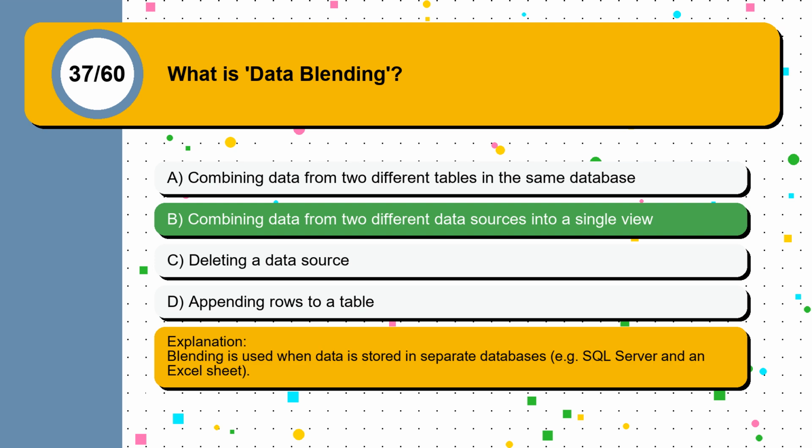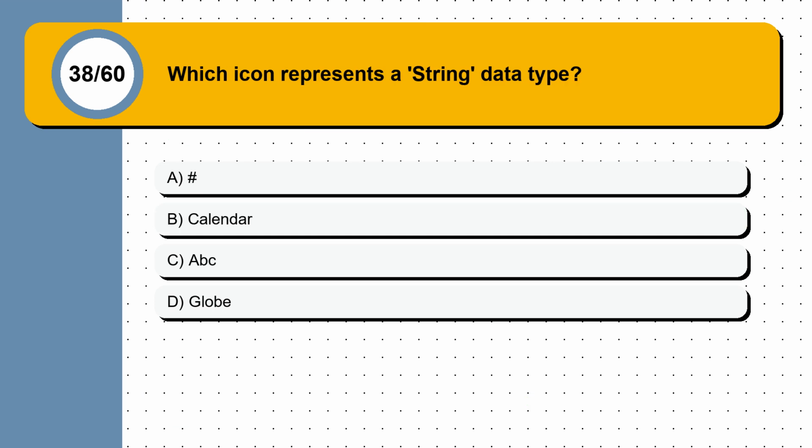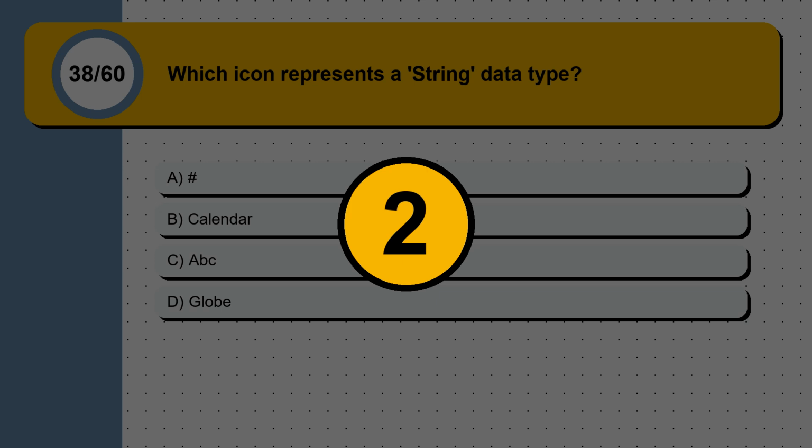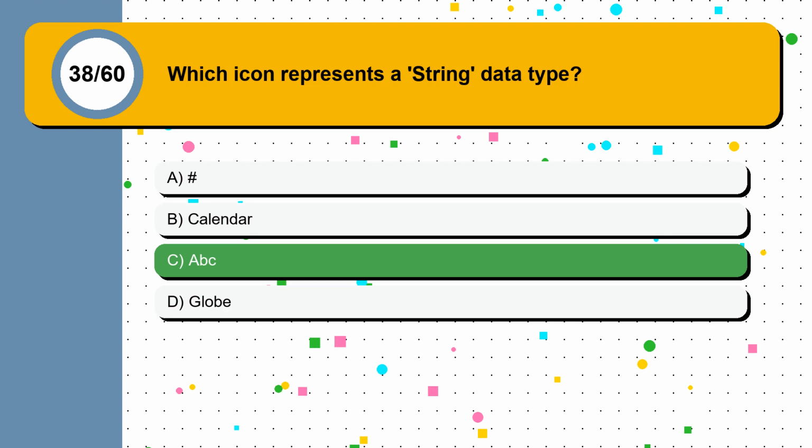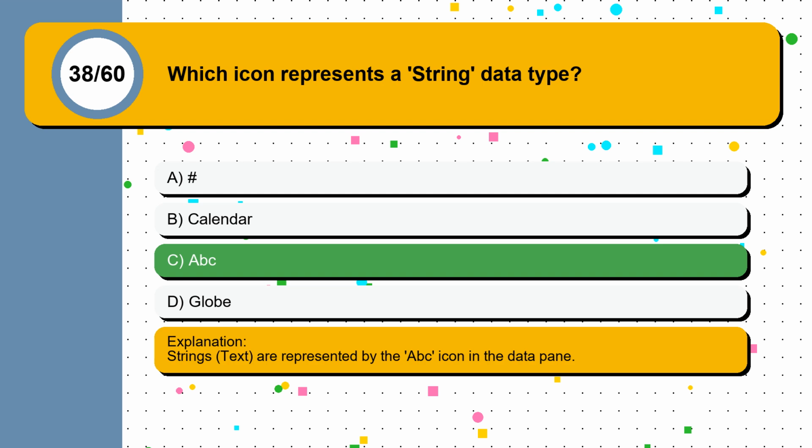Blending is used when data is stored in separate databases, e.g. SQL Server and an Excel sheet. Question 38. Which icon represents a string data type? Option A, hashtag. Option B, calendar. Option C, ABC. Option D, globe. The correct answer is option C, ABC. Strings, text, are represented by the ABC icon in the data pane.